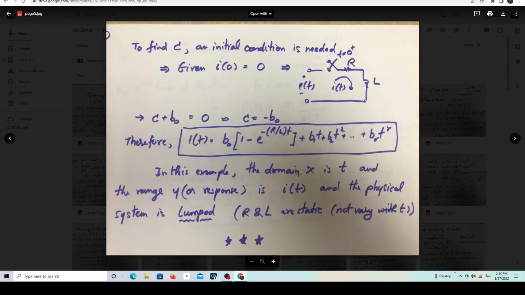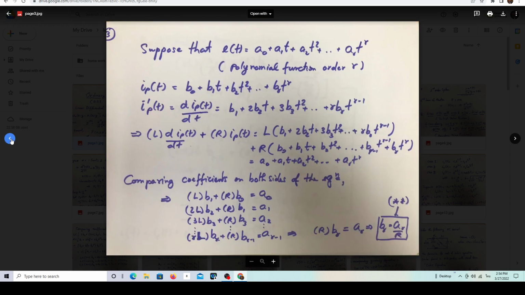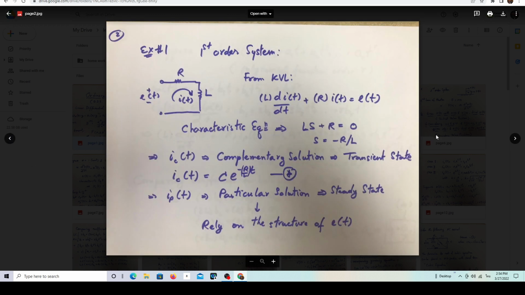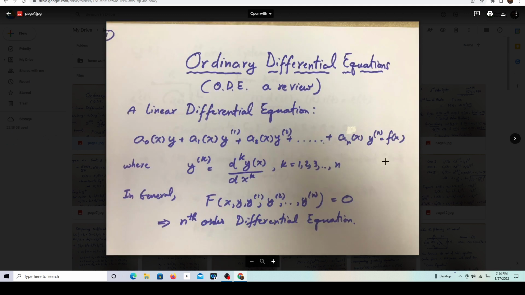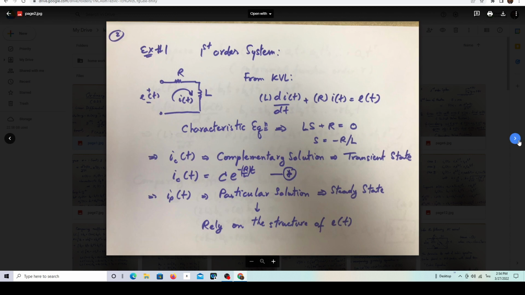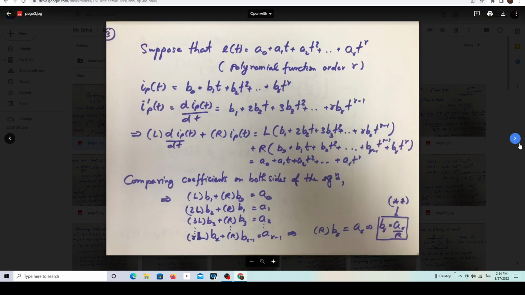So the physical system is lumped. This is the definition of what we call a lumped system, that R and L are constants, not varying with t. So that wraps up our first example, to show you the application of using the technique to solve the ordinary differential equation for a first order system.